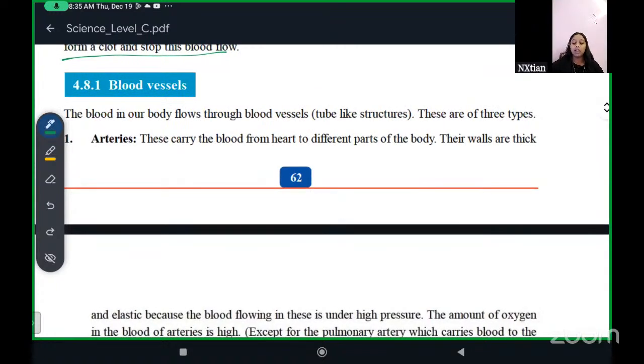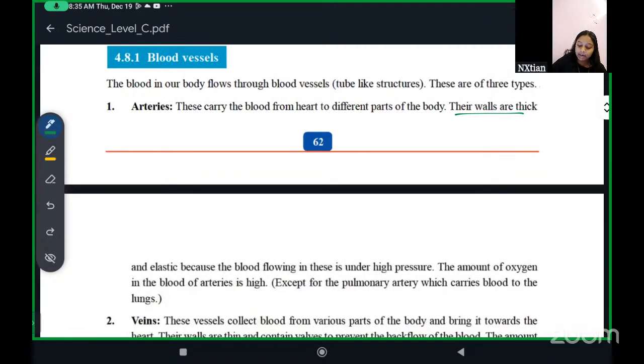Now arteries carry the blood from the heart to different parts of the body. Their walls are thick and elastic because the blood flowing in these is under high pressure. The amount of oxygen in the blood of arteries is high. The exception is the pulmonary artery, which carries blood to the lungs at low pressure.